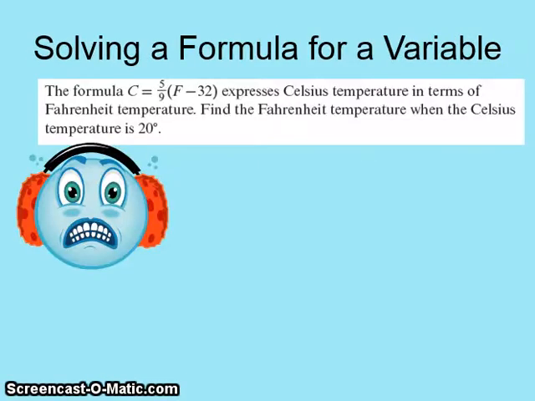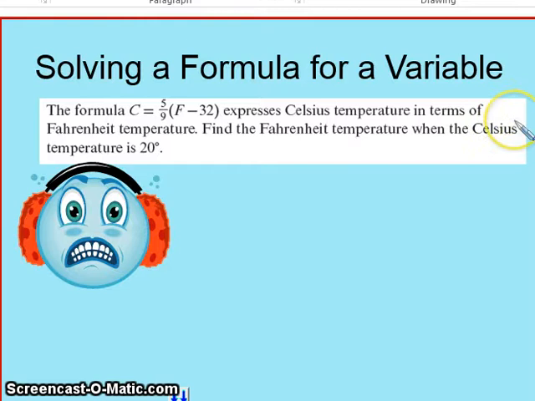Alright, here we have another example that needs to be in your notebook. It says the formula C equals 5/9 F minus 32 expresses Celsius temperature in terms of Fahrenheit temperature. Find the Fahrenheit temperature when the Celsius temperature is 20. Alright, so now what they're telling us to do is use the Celsius to find the Fahrenheit, right? Find the Fahrenheit when the Celsius is 20.